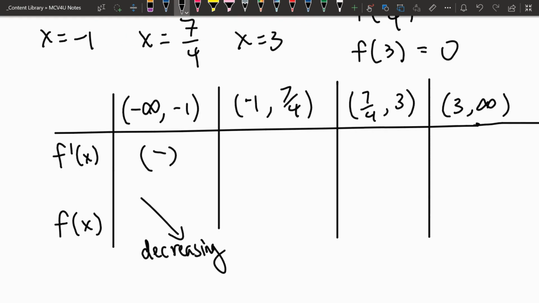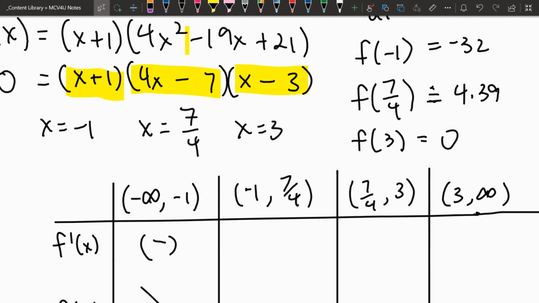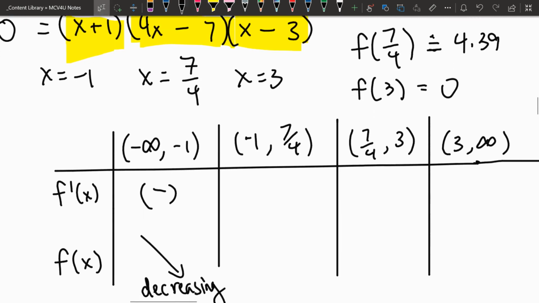For the interval from negative 1 to 7/4, you could pick 0, for example. And if I did 0, I get x plus 1 is positive. 4x minus 7 is negative. X minus 3 is negative. 2 negatives make a positive. So we get a positive derivative, and the graph of f of x is increasing.